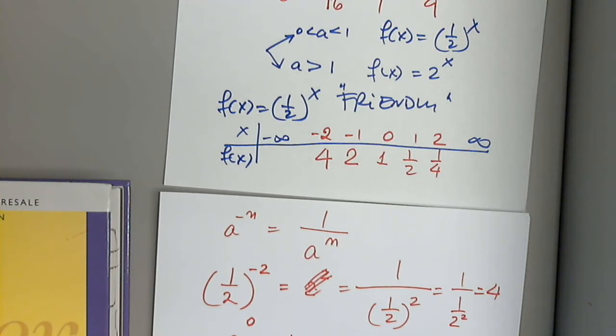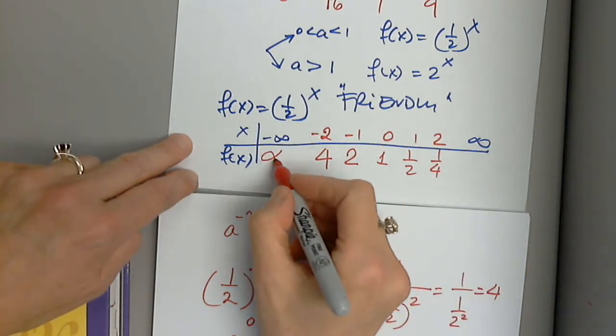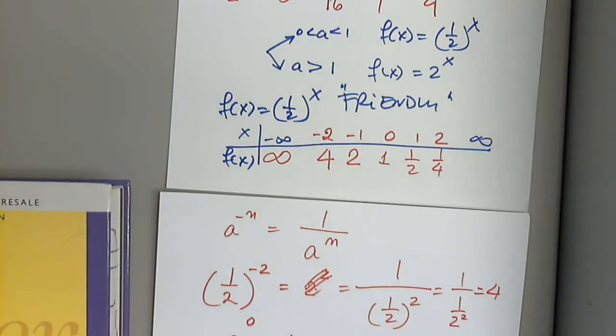Totally differently, right? I'm going this way: 1 over 4, 1 over 2, 1, 2, 4, 8, 16, 32, 64, 128. Where am I going? Perfect. I am going towards infinity. Let's go the other way now.